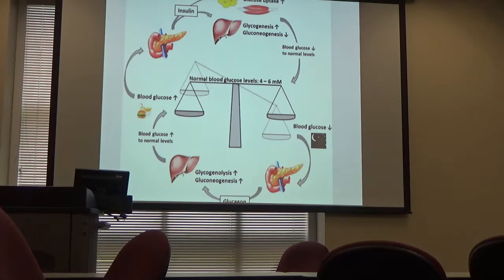Okay. So there's two big, you see multiple organs here. What do you see? You tell me. What organs are you? Liver, pancreas, skeletal muscle, adipose tissue. Those are the big ones. And there are two big hormones. There is insulin that rules this side, and there's glucagon, which rules this side.